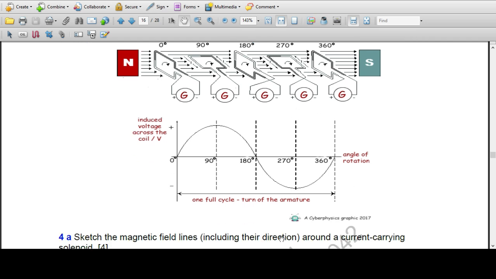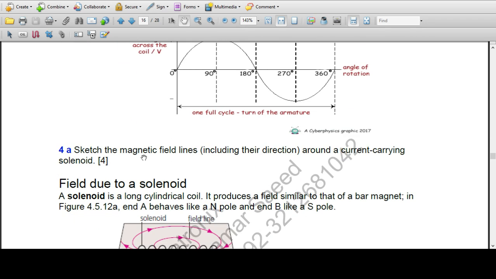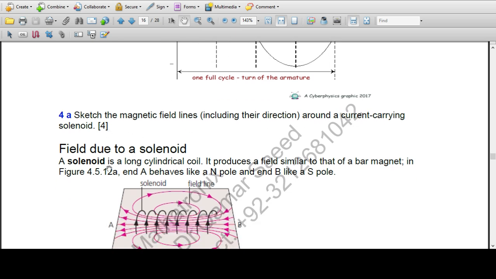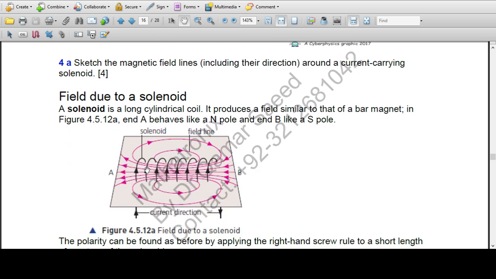Again. So sketch the magnetic field lines around a current carrying solenoid. This is the current direction using a grip.